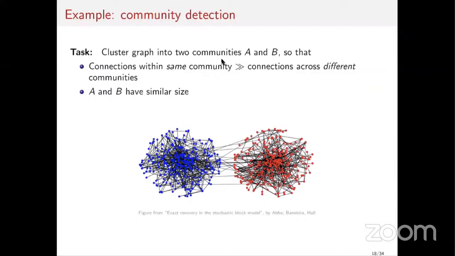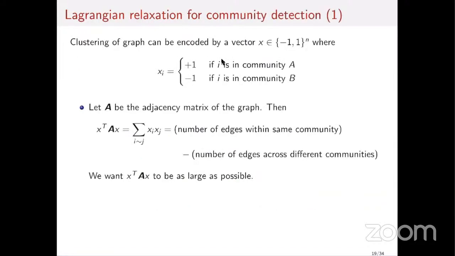So how do we go about modeling such a problem using optimization tools? The obvious way one would model this is to think about an assignment of nodes to communities as a vector in plus or minus one. Essentially I write that x_i is equal to plus one if I decide that node i is in community A, and minus one if node i is in community B.